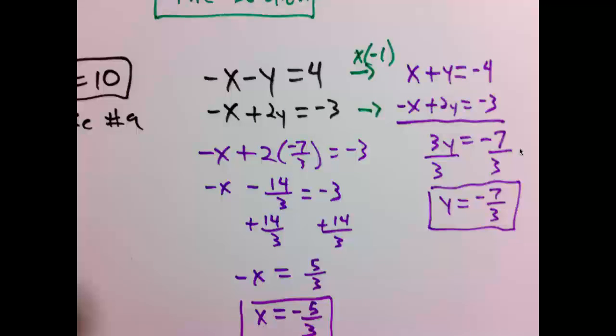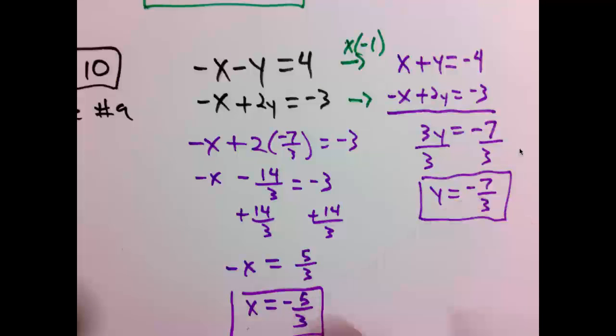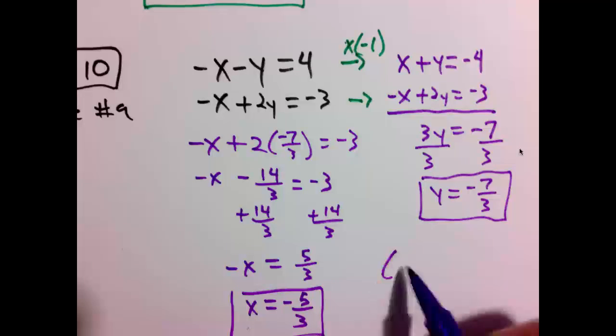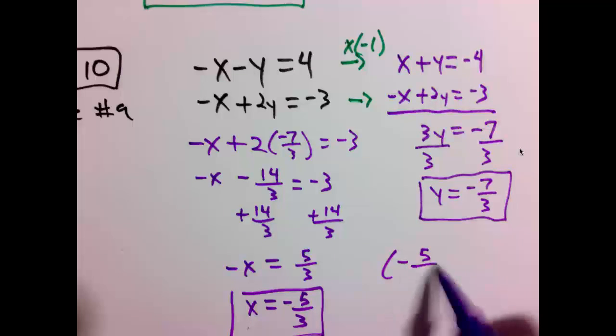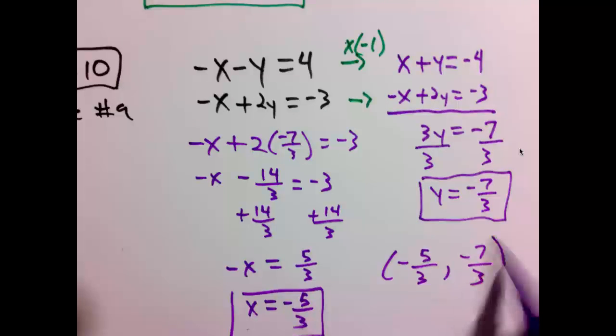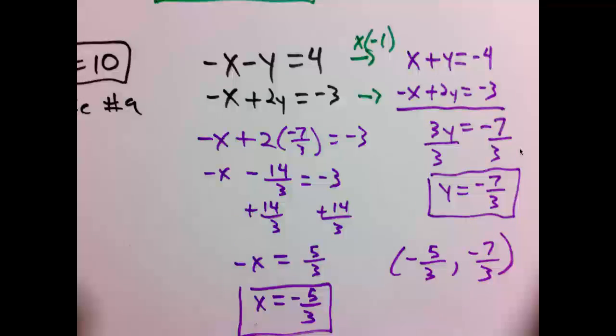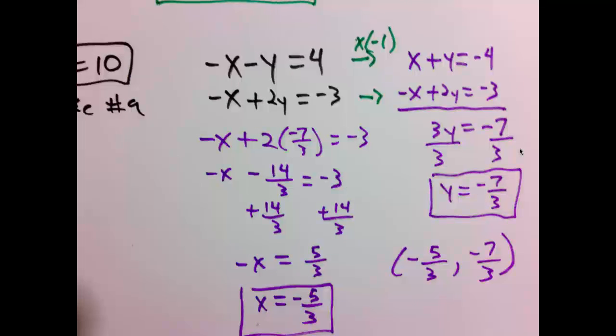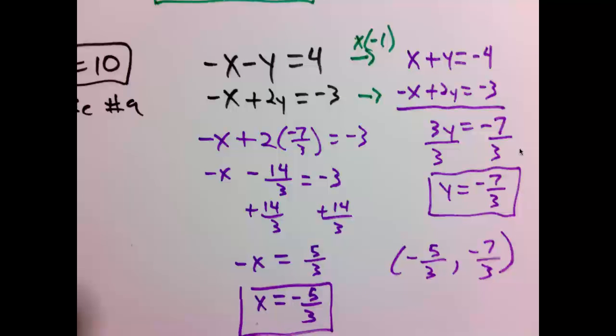And if you substitute these values for x and y, you'll see it satisfies both equations. Our solution is negative 5/3 comma negative 7 over 3. I'm going to look at the beginning of one of the problems that you have to do, and you can continue from there.